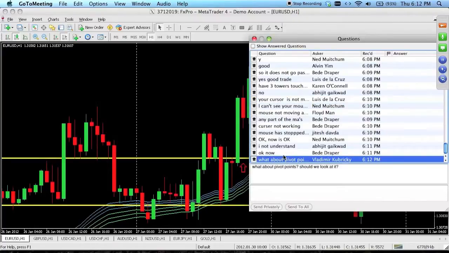What about pivot points? Should we look at it? You can. If you want to go for more precise exits, always use pivot points. Pivot points are the best thing ever.